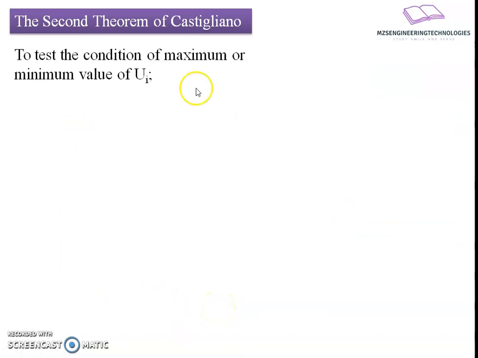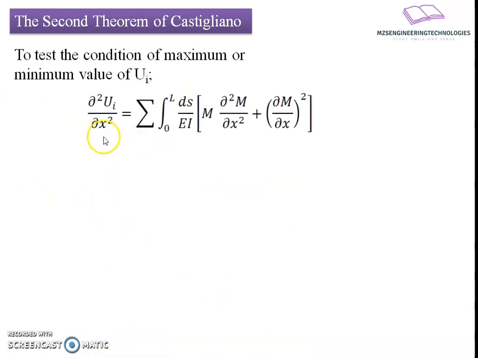So to test the condition of maximum or minimum value of Ui, let us take the second derivative. We will try to minimize it, which means again we have to differentiate with reference to the unknown force. That deflection we have to minimize with reference to the unknown force. So it will be the second derivative of strain energy with reference to the redundant force, dou squared Ui upon dou x square. I am going to take the second derivative.